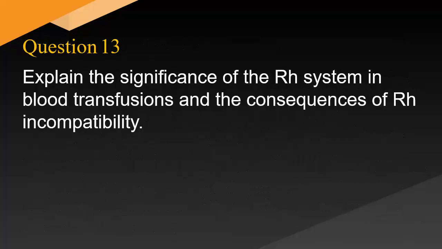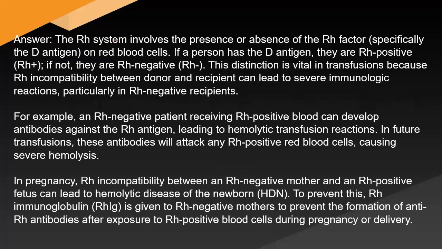Explain the significance of the Rh system in blood transfusions and the consequences of Rh incompatibility. Answer: the Rh system involves the presence or absence of the Rh factor, specifically the D antigen, on red blood cells. If a person has the D antigen, they are Rh positive; if not, they are Rh negative. This distinction is vital in transfusions because Rh incompatibility between donor and recipient can lead to severe immunologic reactions, particularly in Rh negative recipients. For example, an Rh negative patient receiving Rh positive blood can develop antibodies against the Rh antigen, leading to hemolytic transfusion reactions.